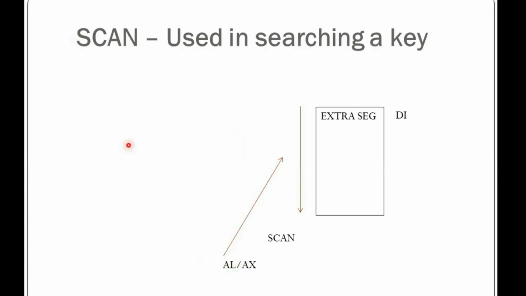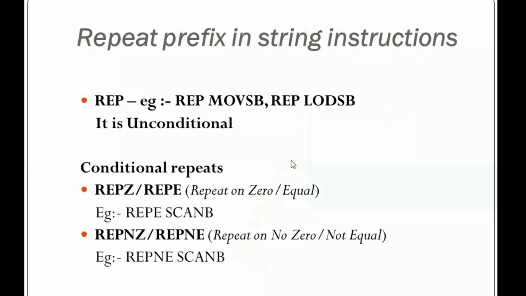In the previous case of compare, you are comparing all the values with all the values of the extra segment, and the condition is that the length of this one and the length of this one should be the same. That comparison will not work here. Here you have only one value, which you have to compare with all these values. Each time the comparison is done, your DI is incremented by 1, to travel in the forward direction. In the forward direction, your DI is incremented by 1.